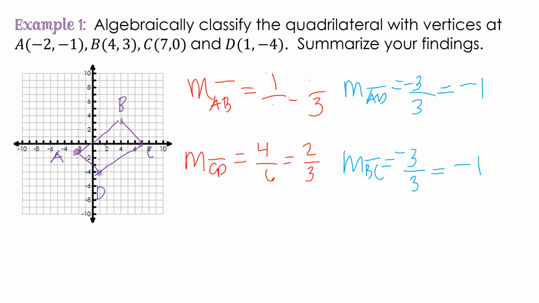opposite sides are parallel. Now, if we are comparing the consecutive sides, AB to AD, those are not opposite reciprocals. So they are not perpendicular, which means there are no right angles, and this is not a rectangle. So even though it looks like it possibly was a rectangle, it's not because there are no perpendicular segments.